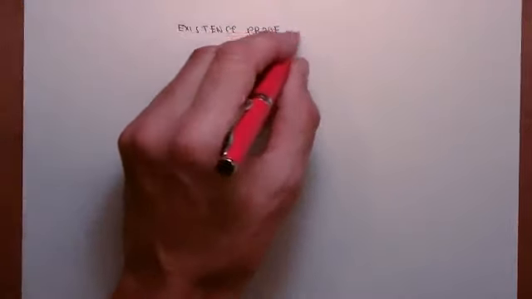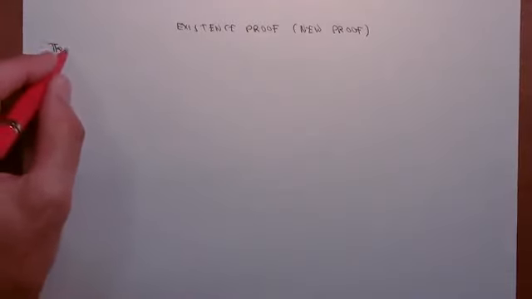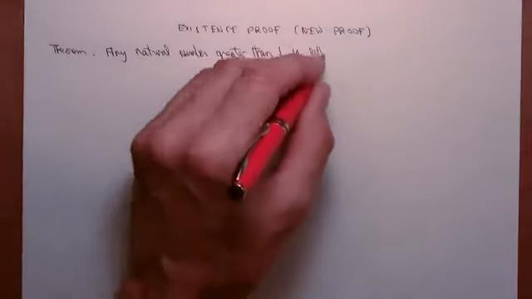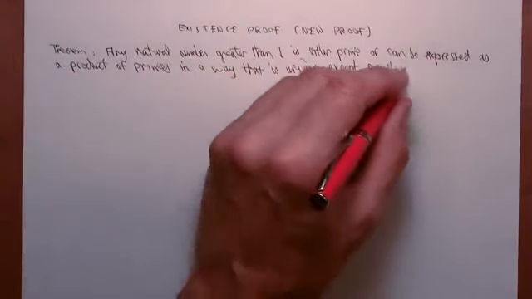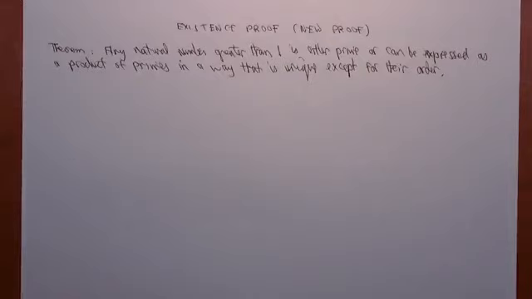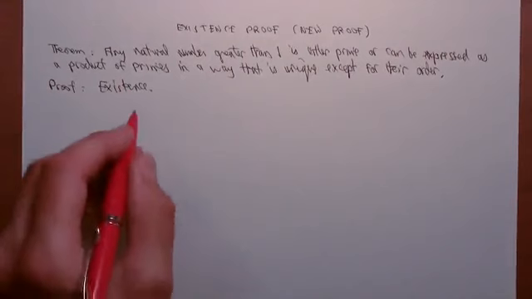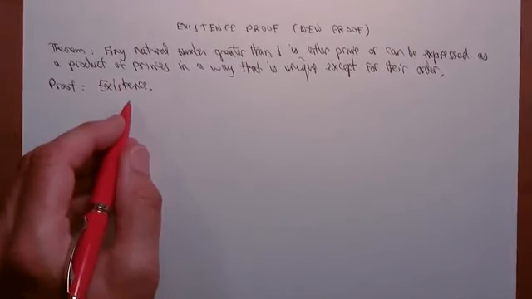Let me give you the existence proof. More precisely, let me give you a new proof of existence. Remember, this is the statement of the theorem. Any natural number greater than 1 is either prime or can be expressed as a product of primes in a way that's unique except for their order. And we're going to prove existence. The previous proof of existence that I gave you used the method of mathematical induction, and I gave it as an illustration of the method of induction. But I'll give you a different proof now.